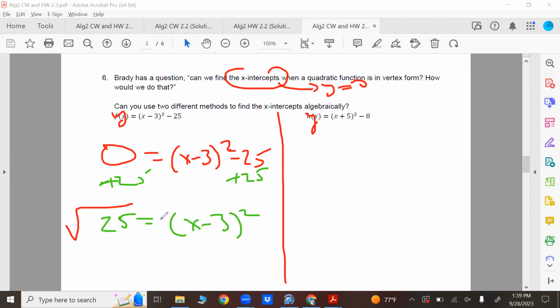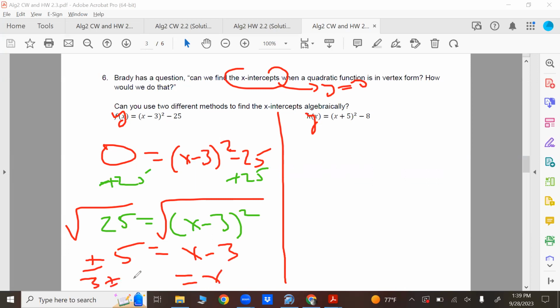So if you take the square root, what are you going to get? What's the square root of 25? 5, but plus or minus 5, because you have to have 2 answers, equals x minus 3. Move the 3 over, and now we got the full solution. Of course, 3 plus 5 is 8. And what's 3 minus 5?